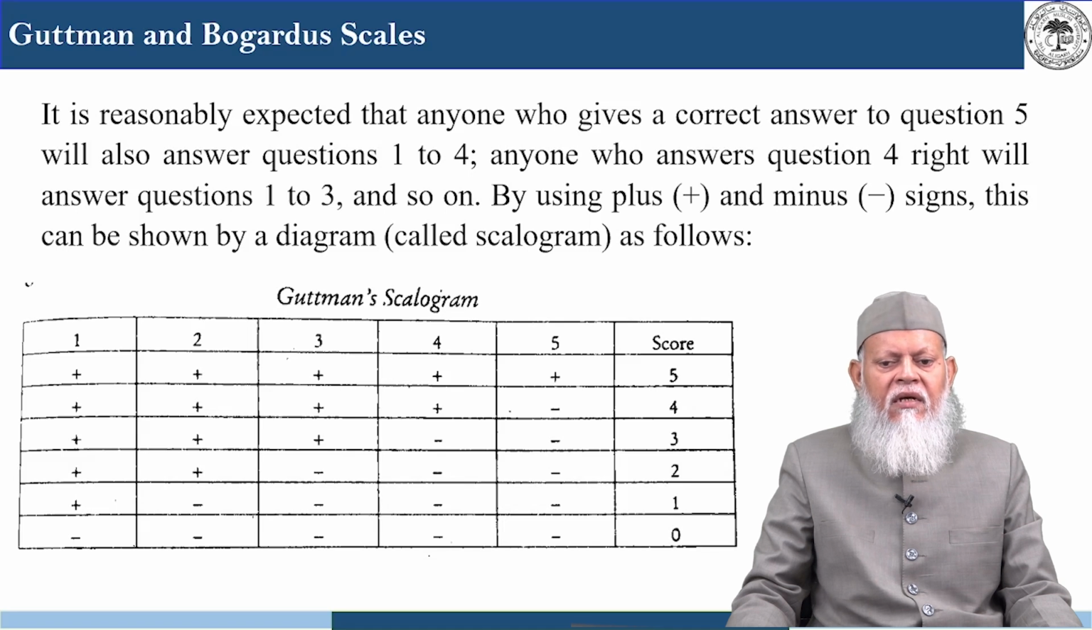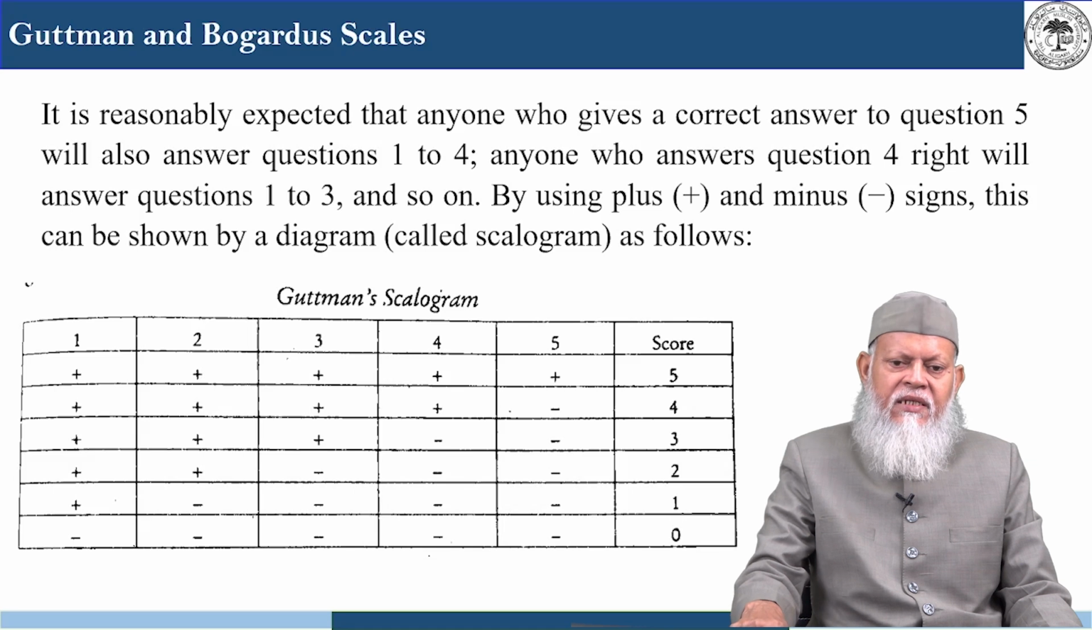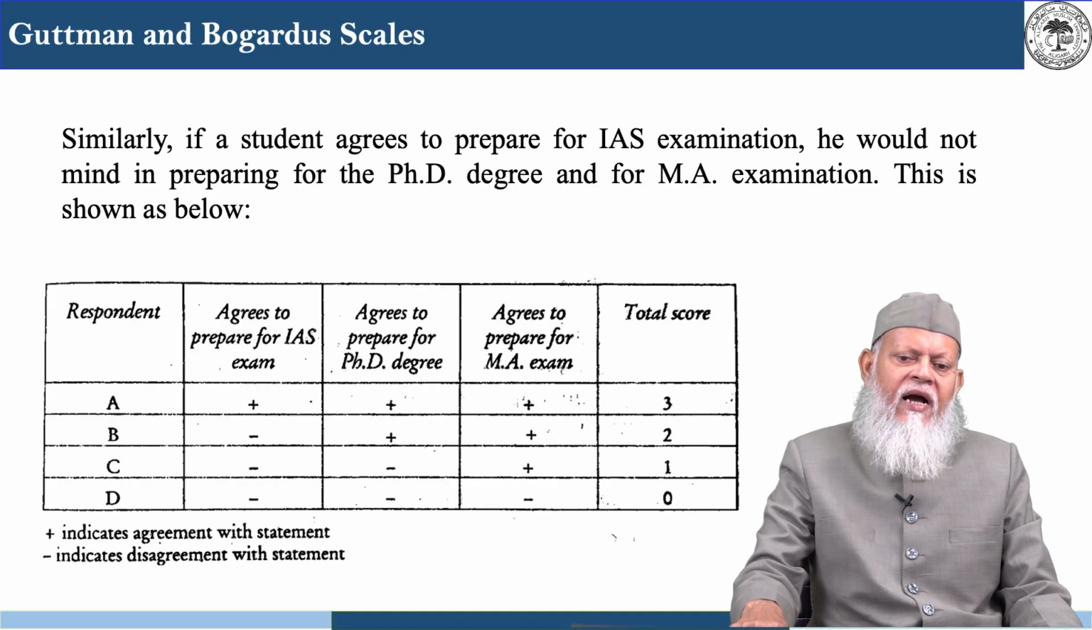And if somebody has done 3 questions right, then he gets 3 and his positive signs run from 3 to 2 to 1. And if somebody has done only 1 question correctly, then his positive sign goes to 1 only. And of course a 0 score is for those who have done nothing correctly. So that way the Guttman scaleogram has been devised.